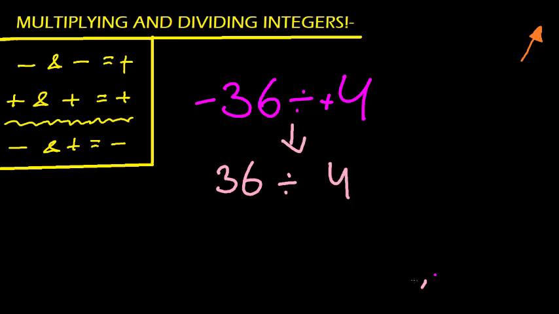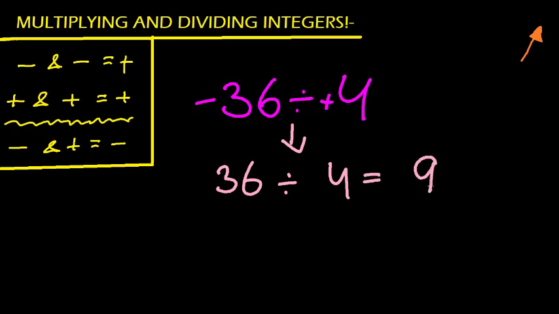This is why you're going to need to memorize your multiplication and division facts, because this is really going to help you when you start to work with integers and other bigger numbers. So now we actually find the quotient, the answer. If we do 36 divided by 4, that's going to equal 9.